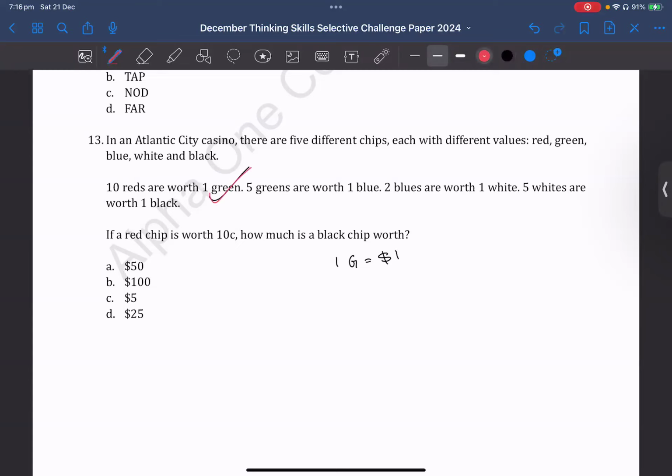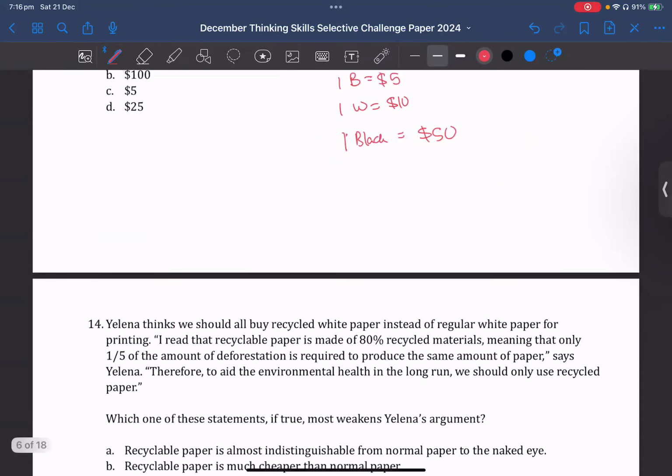So one green, 5 greens are worth 1 blue. So 1 blue is equal to $5. Done. 2 blue are worth 1 white. So 1 white is $10. Done. 5 whites are worth 1 black. So 1 black is $50, which is why your best answer is A.